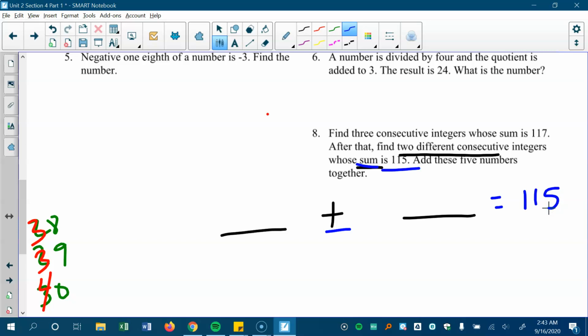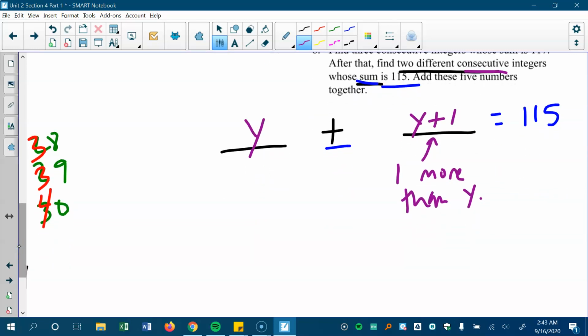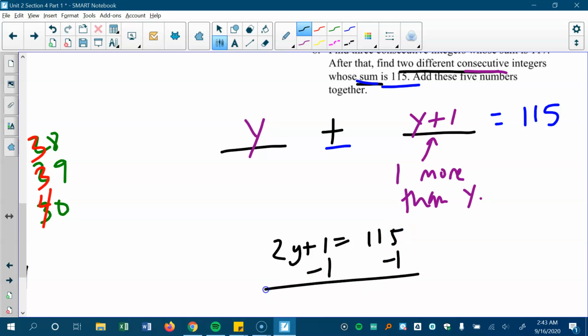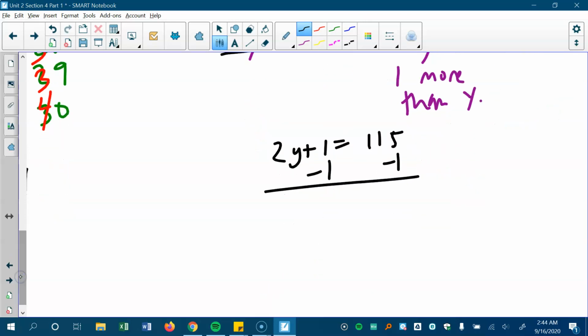And these two different consecutive integers, well, I don't really know what they are, so I'm going to use y. And since they're consecutive, I'm going to do y plus 1, because the second number is 1 more than the first one. And that's it. I just need to solve this now. I'm going to rewrite this without all the colors. So 2y plus 1 equals 115. I'm going to go ahead and do order of operations backwards. I'm going to subtract 1 and subtract 1. And I'm going to get 114 equals 2y.